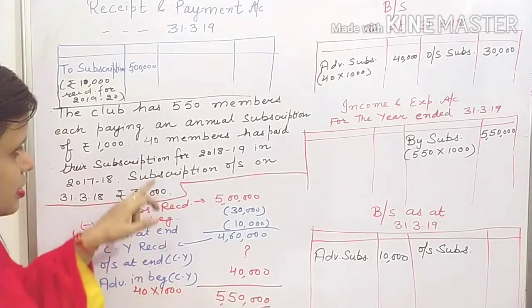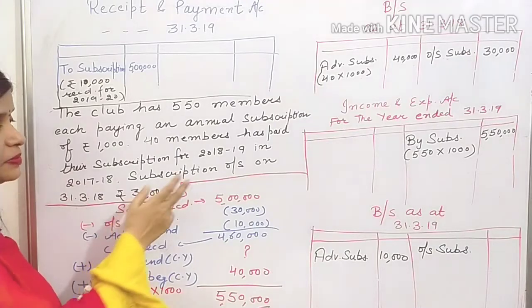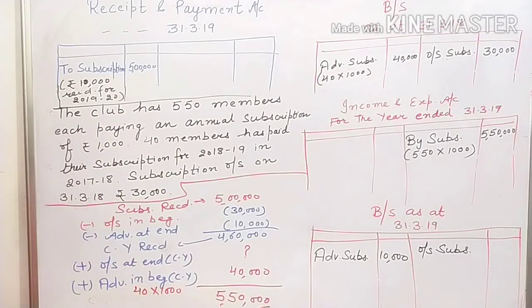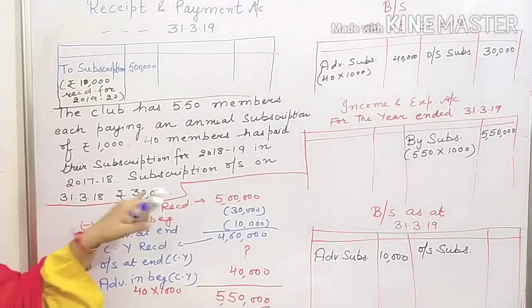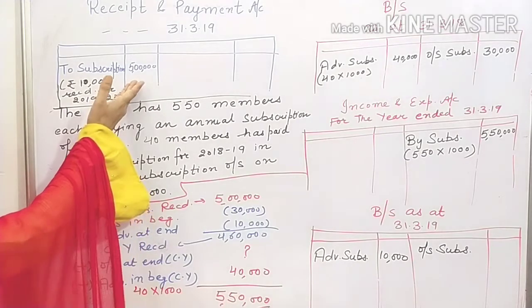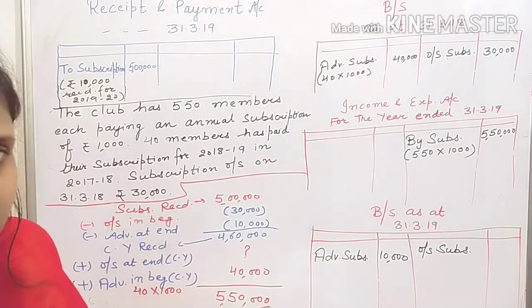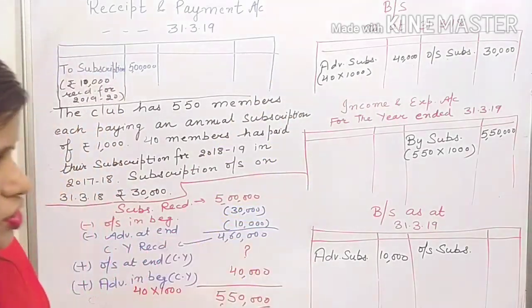And what is given, 40 members has paid their subscription for 2018-19 in 2017-18. That means for the current year, 40 member subscription that was received during the previous year, and outstanding subscription on 31st March 2018, it is given to be 30,000, or they may give it like this: out of the subscription received, 30,000 is received for the year 2017-18. Then how will you solve? Again, three statements we are required to prepare: opening balance sheet, income and expenditure account, and the closing balance sheet.